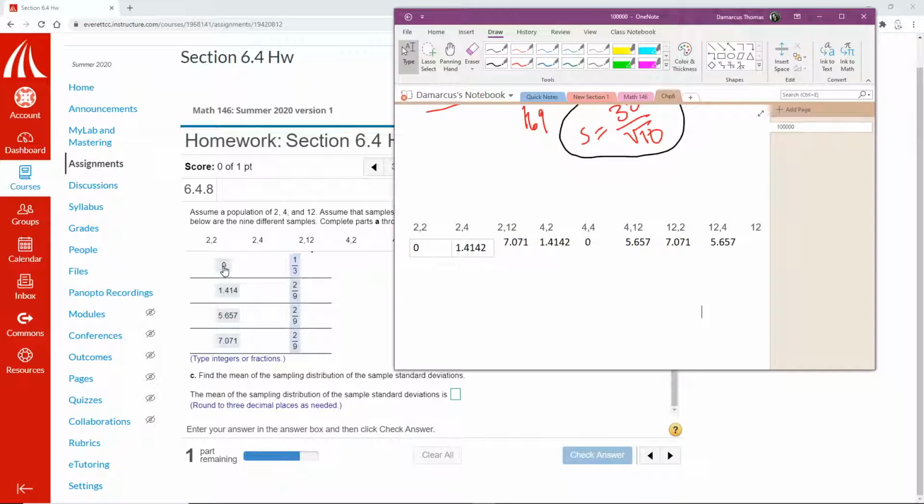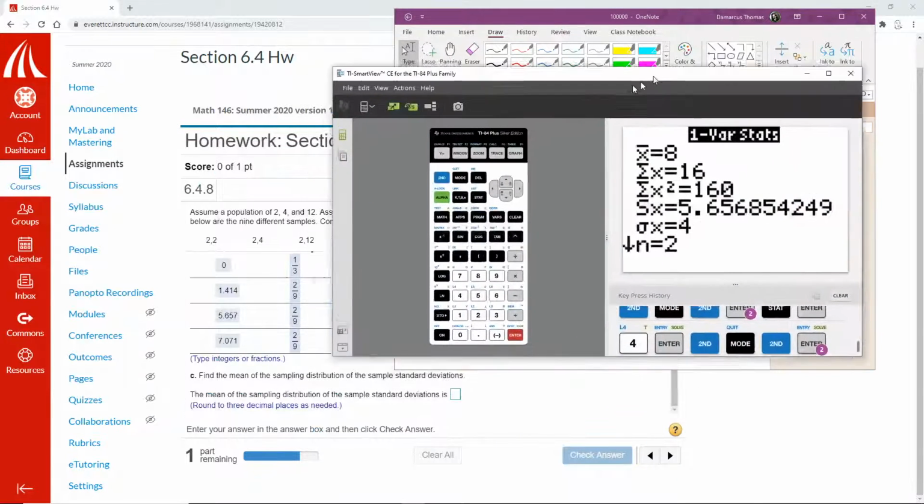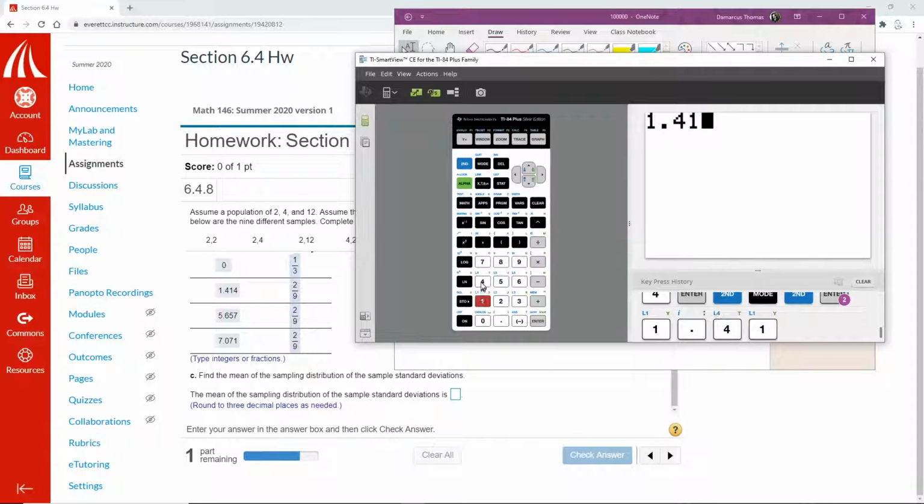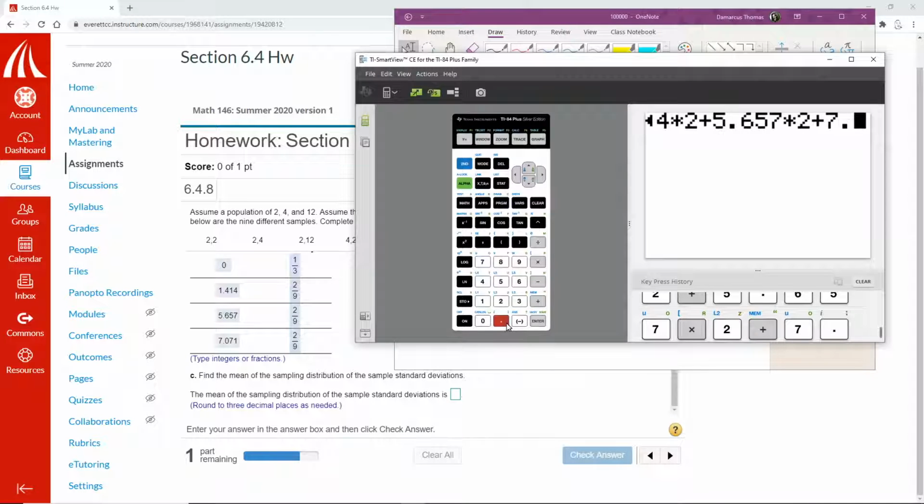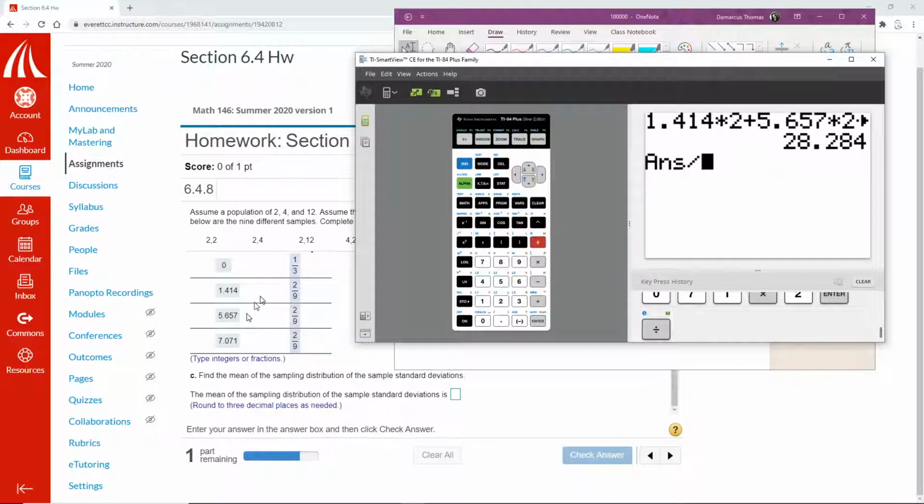So there's basically 3 zeros. When you add those, that's just 3. And then I'm going to do this one times 2. So 1.414 times 2 plus 5.657 times 2 plus 7.071 times 2. There's two of them. We're adding them all up, and now we're going to divide by 9, because there's 9 numbers all together. 3 zeros, 2 of these, 2 of these, and 2 of those. We added them all up as fast as we could. Now we're going to divide by 9.